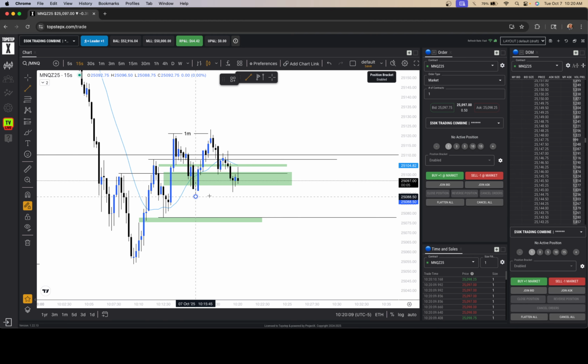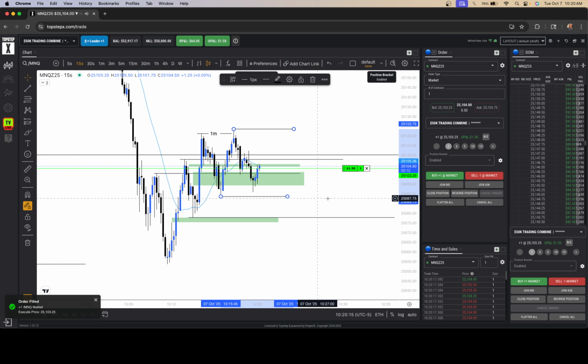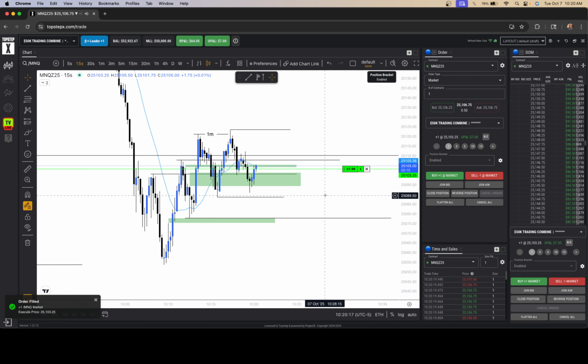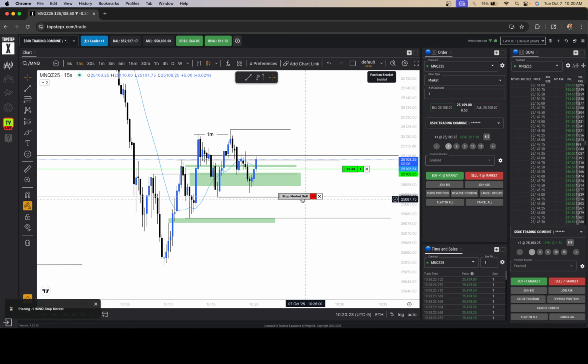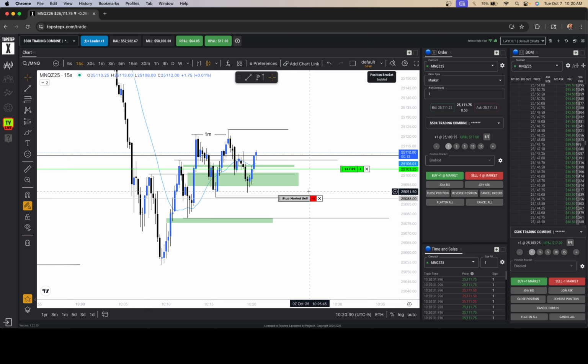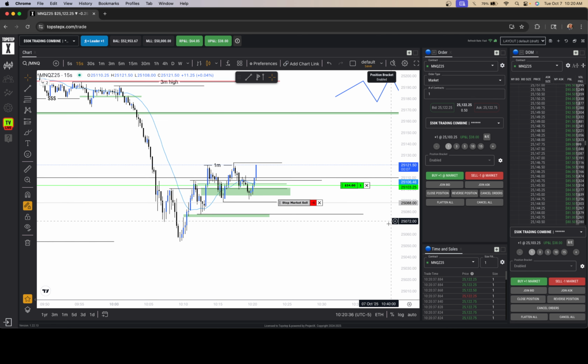Right now, this is the low that's holding us, and this is the high. I'm thinking about buying again. Order filled. I'm gonna buy again right here. Keeping the size very low so I can keep the mental intact.